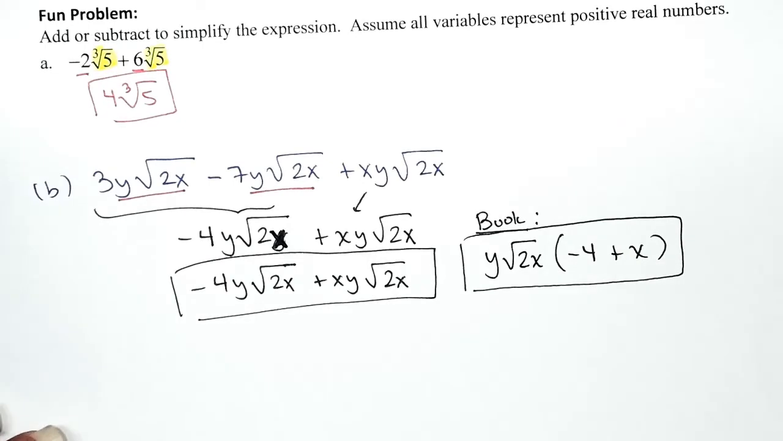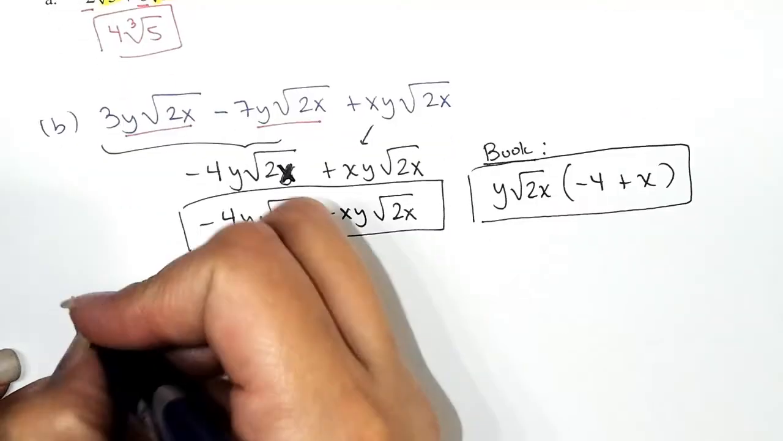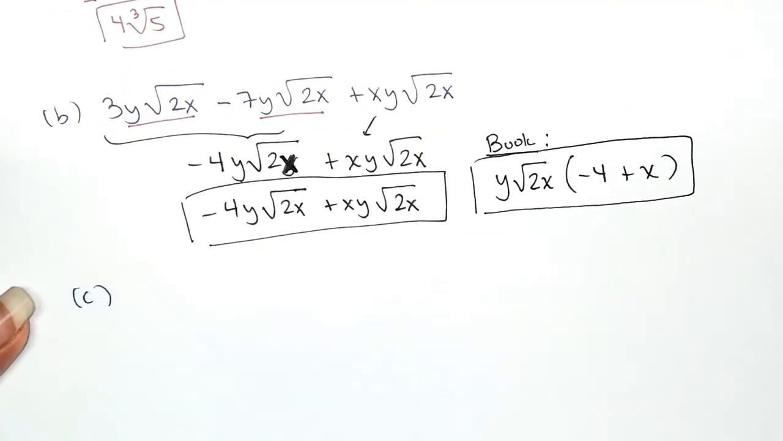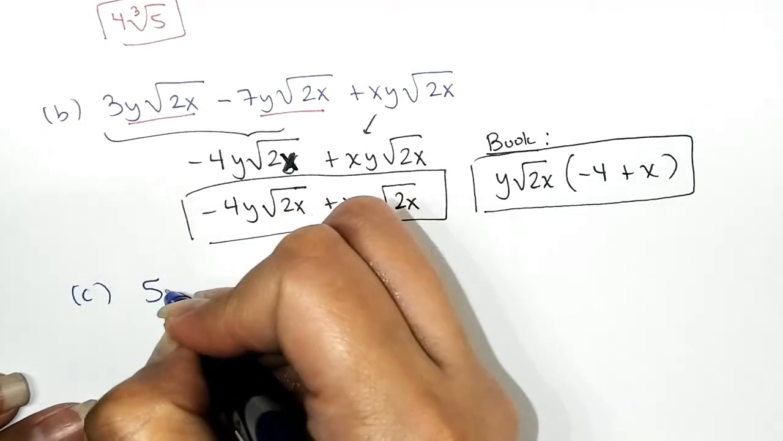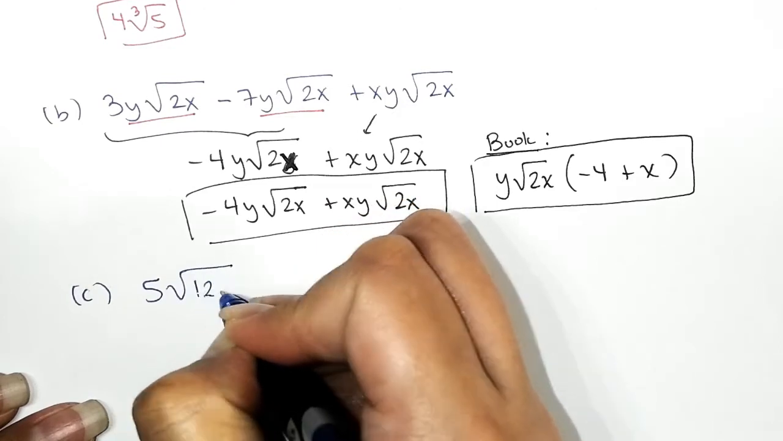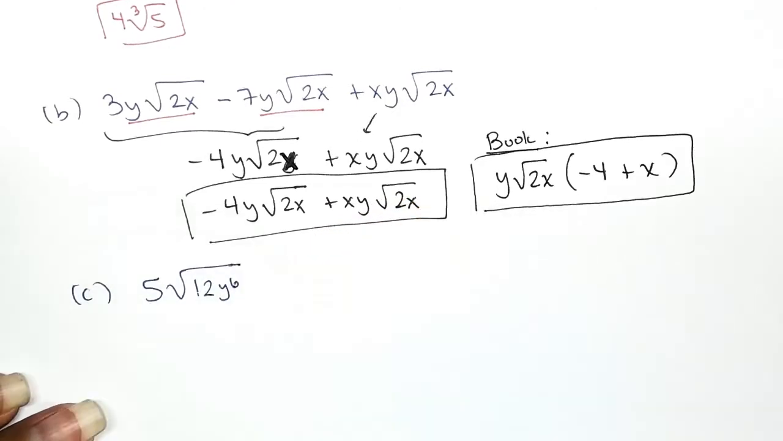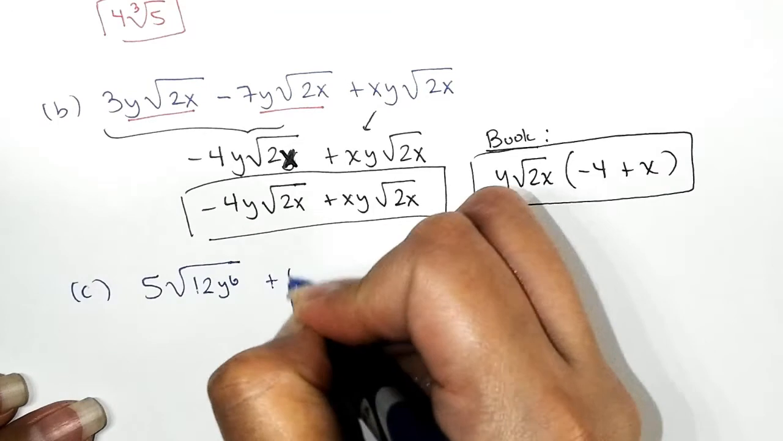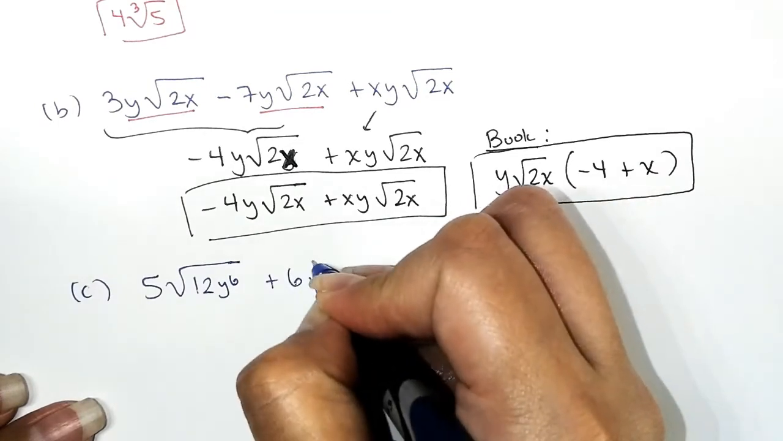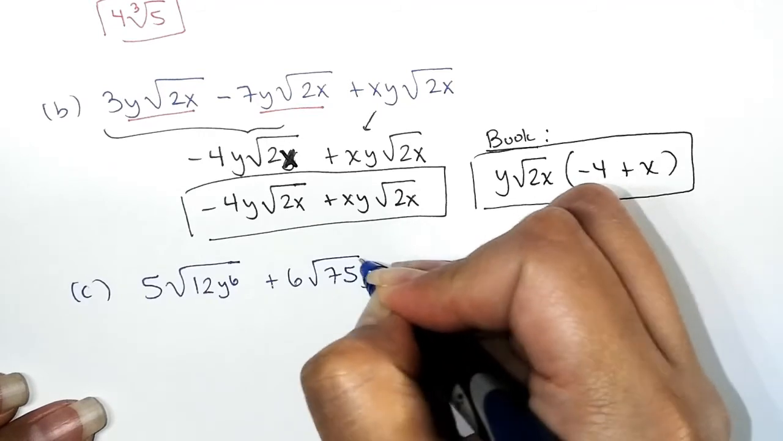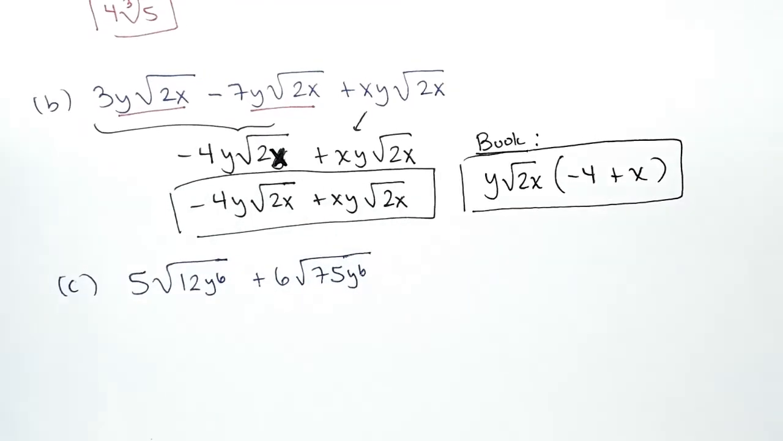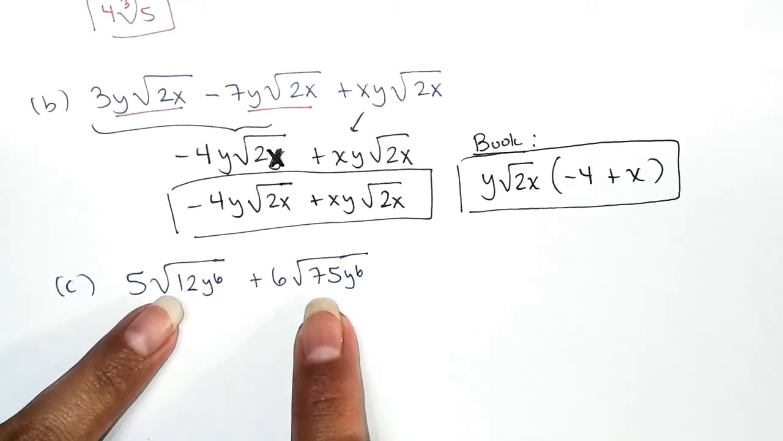So 7 problems. Where are we now? Problem number 3, problem C. So we have 5 times the square root of 12 times y to the 6 plus 6 times the square root of 75 times y to the 6. So for starters, these terms are not like terms because they don't have the same radical part, or in this case the same square root part.